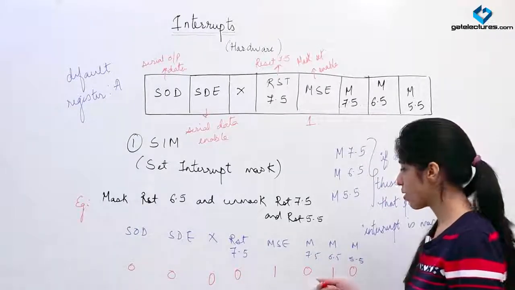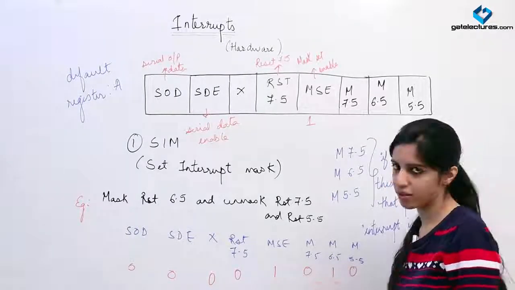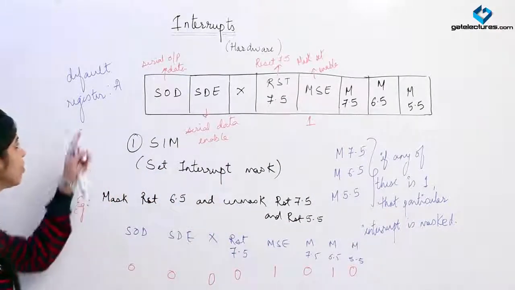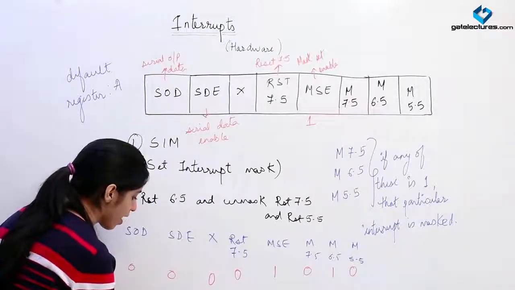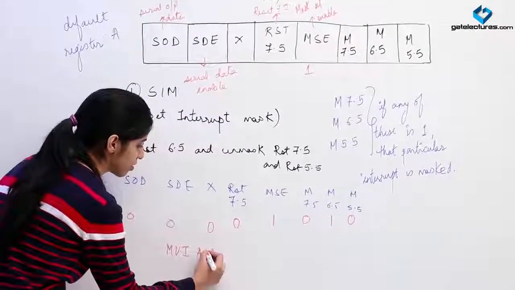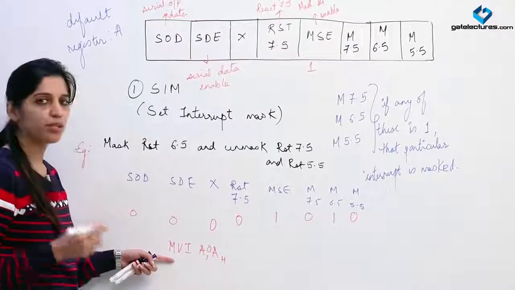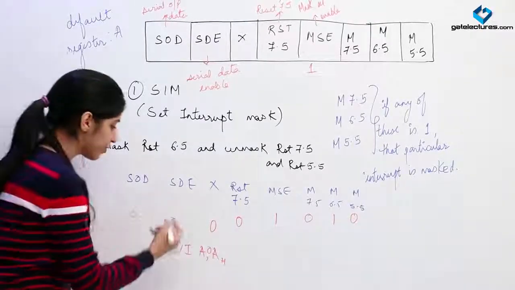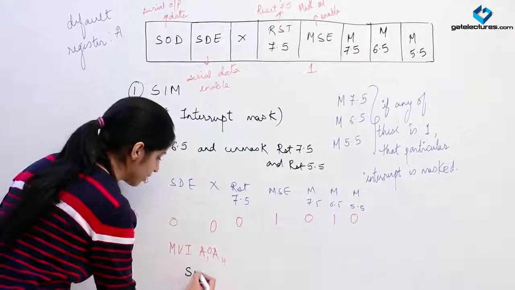Now see, what is this number in hexadecimal? Let us see. This is going to be 0AH. So what instruction am I going to write? I already told you the default register for this is A. So I am going to write MVI A, 0AH. What is this going to do? This is going to load the A register with this data. After writing this, I write the instruction SIM, set interrupt mask.